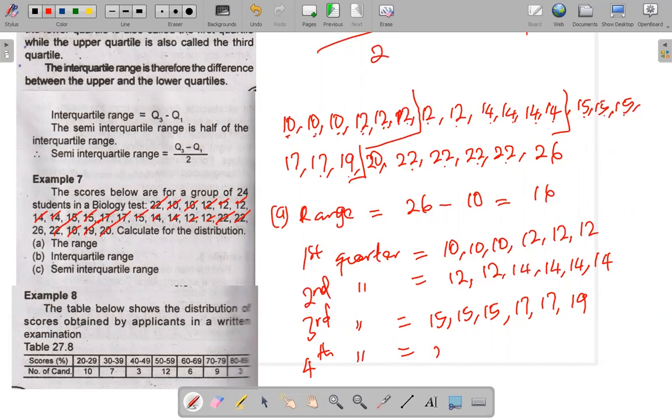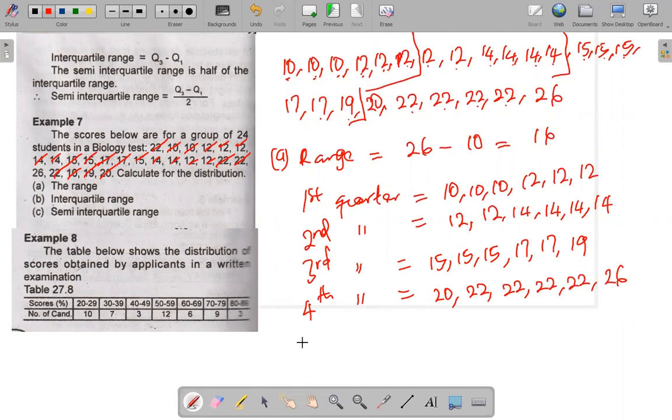So 20, 22, 22, 22, 22, and then 26. This is the fourth quarter. So remember the B part: we should calculate the interquartile range.